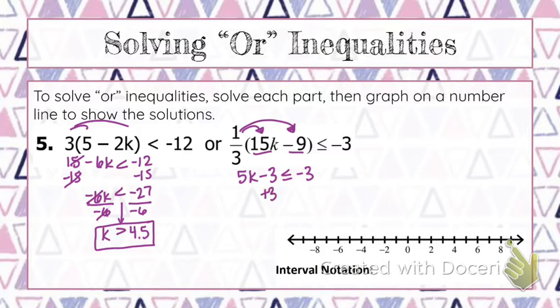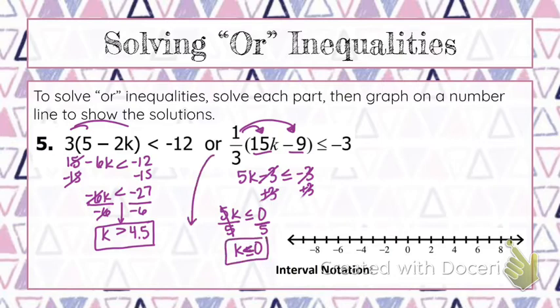So we want to add 3 to both sides, and we have 5k. That equals 0. That also equals 0, but that's okay. We're just going to have 5k is less than or equal to 0. That's still a valid answer. And then we'll divide both sides by 5. I'm going to move this over. So we have 5k is less than or equal to 0. Divide both sides by 5, and 0 divided by 5 is 0. So we're going to get k is less than or equal to 0.